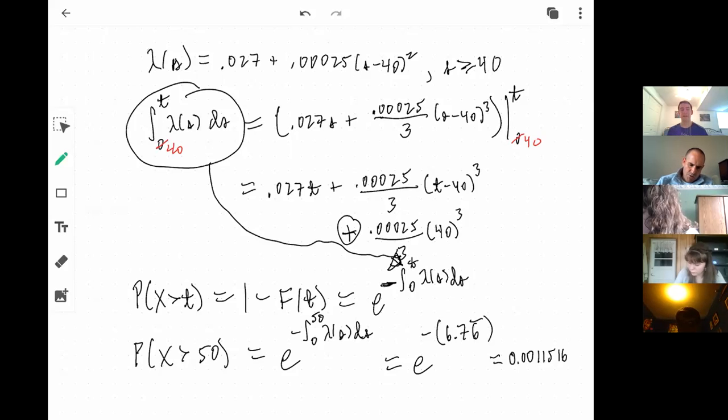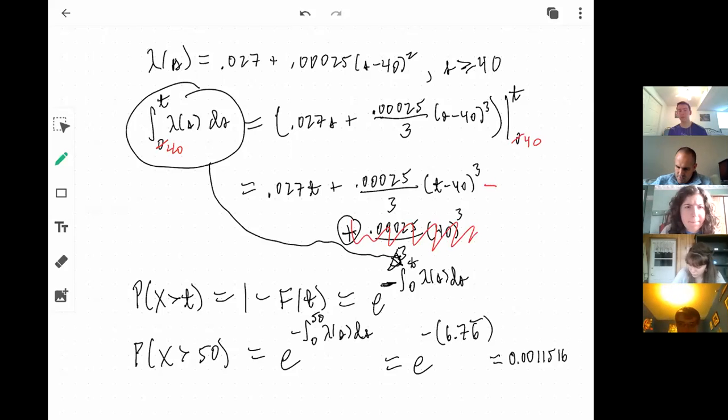Well, I guess not really. Well, this thing right here would change to what? Instead of 0.00025 times 40 cubed, what would you get? 0. Yeah, this thing would be 0. But then what would the other thing be? Would it be like a minus 40 times that or something? So you get like 1.08.